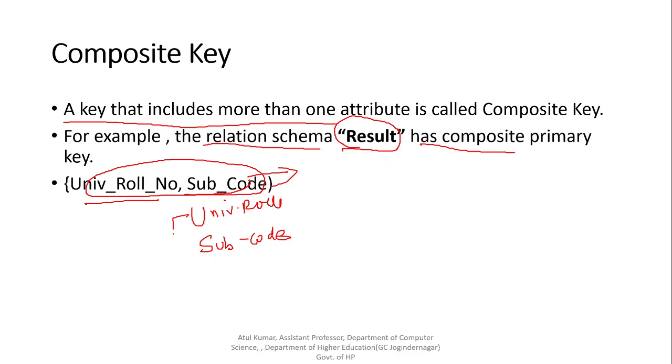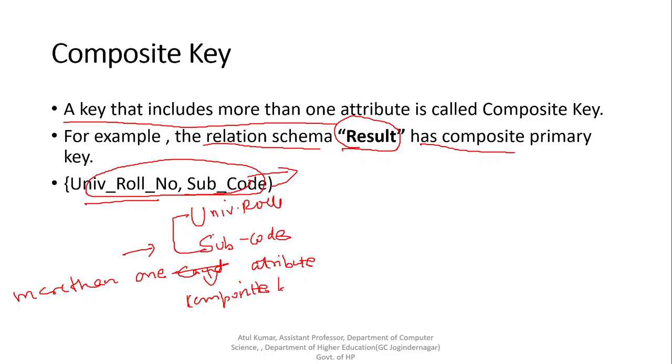So every key that is made up of more than one attribute is also called a composite key. That key is called a composite key that contains more than one attribute.